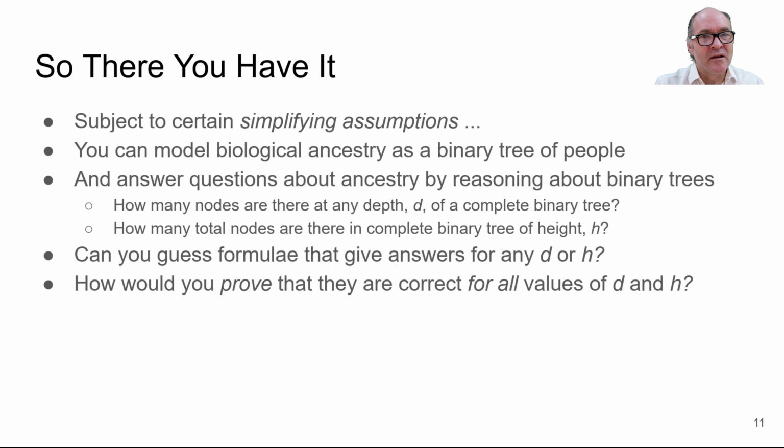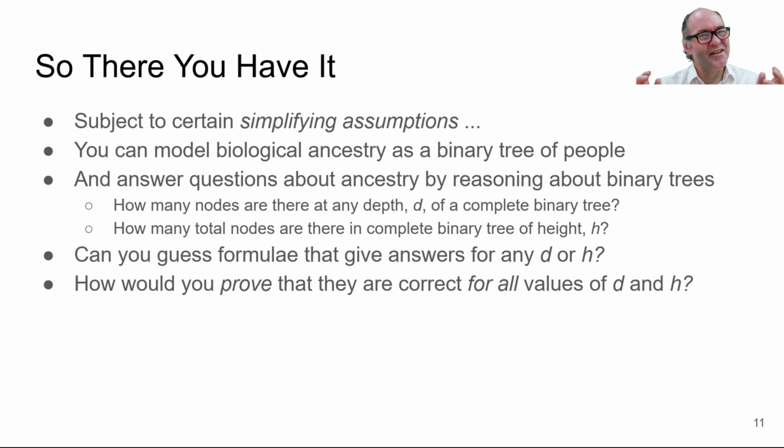But the question in mathematics is usually not, does a formula work just for certain cases? When we test computer programs, we test them on a few cases. But suppose you want to know that your formula is correct for every possible value of D for depth, or every value of H of height. How could you prove that your formulas are correct for all binary trees? You want to know that some formula, some property holds for all possible binary trees, and there's an infinity of them.